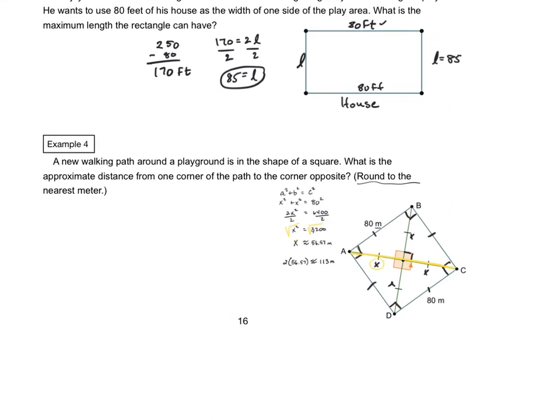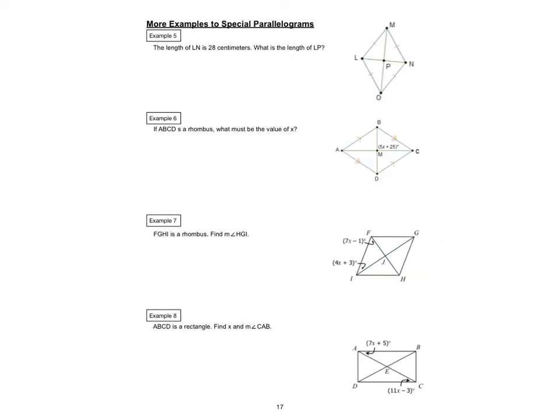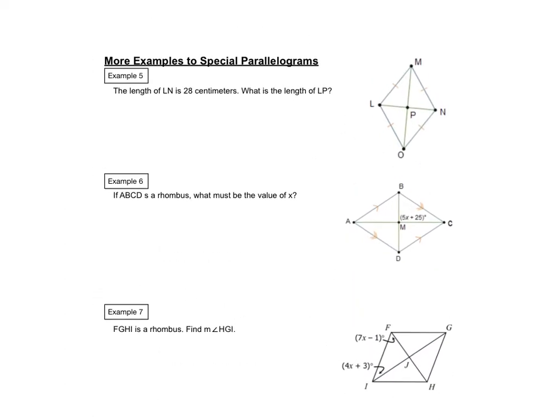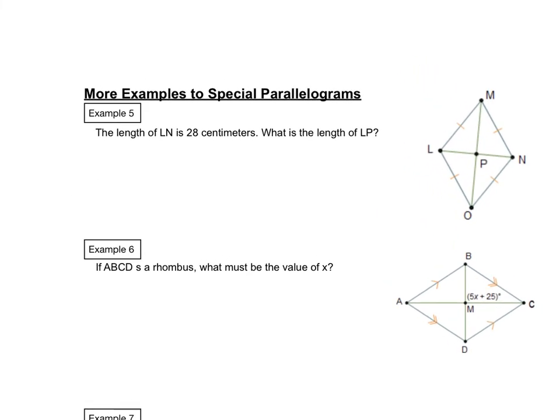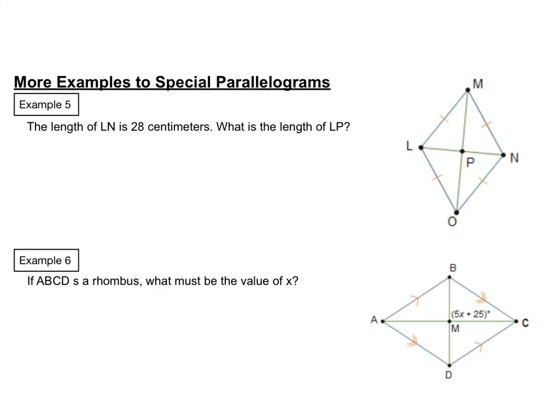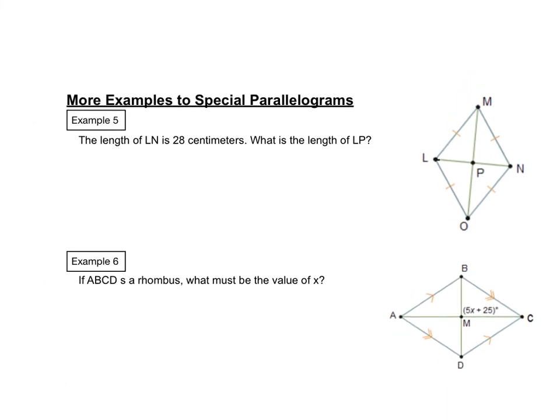There we go. So as we continue to use these properties, here's a special parallelogram. That looks like a rhombus. Example number 5. The length of LN is 28. So this is 28, and this piece would be equal to this piece. If that whole length is 28, this would be 14 and 14. And it says, what is the length of LP? Well, guess what?